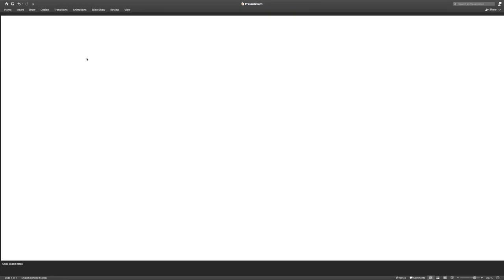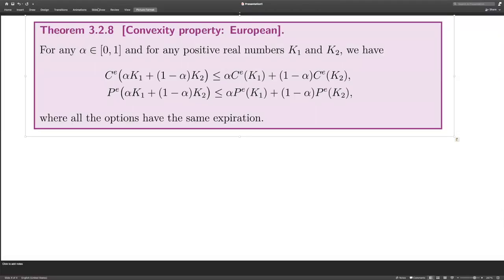Next, let us prove another important property of the option prices as a function of the strike price, that is the convexity property. This theorem says that the option prices, both call option and put option prices for European options, are convex functions with respect to the strike prices. That's what the theorem says. If you recall, any function is said to be convex if this inequality is satisfied for any alpha lying between 0 and 1. Let us try to prove this theorem.